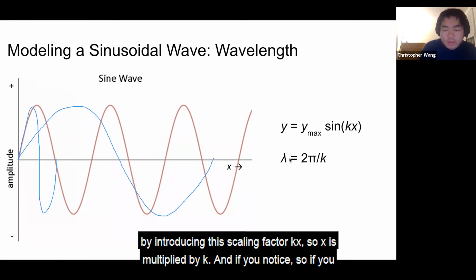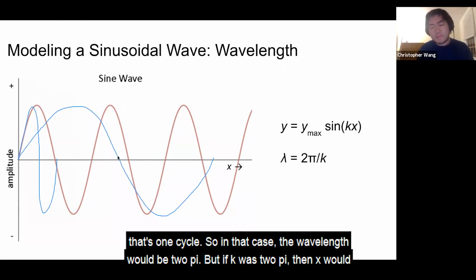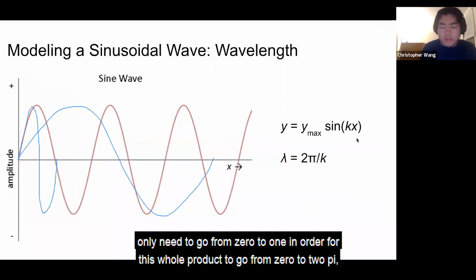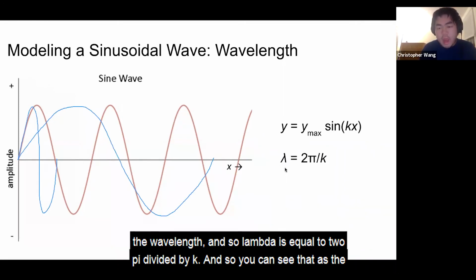If you think about it, if k was 1, then x has to go from 0 to 2 pi in order to get from here to here. That's one cycle. So in that case, the wavelength would be 2 pi. But if k was 2 pi, then x would only need to go from 0 to 1 in order for this whole product to go from 0 to 2 pi and for the sine to complete one cycle. So there's an inverse relationship between k and lambda, the wavelength. And so lambda is equal to 2 pi divided by k.